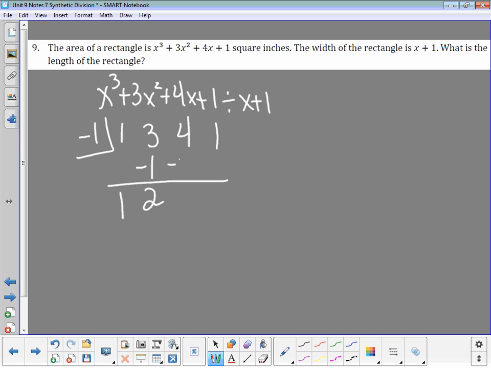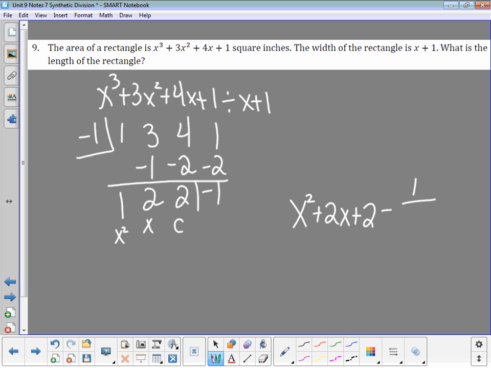2 times negative 1 is negative 2. Add those together, you get 2. 2 times negative 1 is negative 2. Add those together, you get negative 1. So this right there at the end is my remainder. This is my constant. This is my x term. This is my x squared term. So let's go ahead and write out what that polynomial is going to be. You're going to have x squared plus 2x plus 2. Then we want to subtract off our remainder, and we divide it by the original divisor. Okay, so that's your final answer.